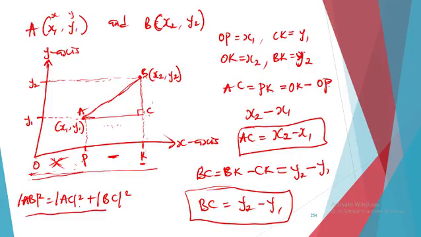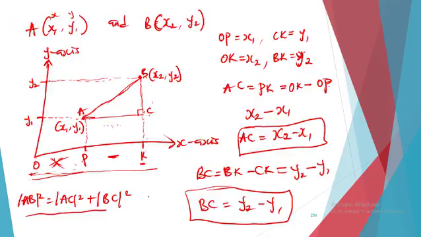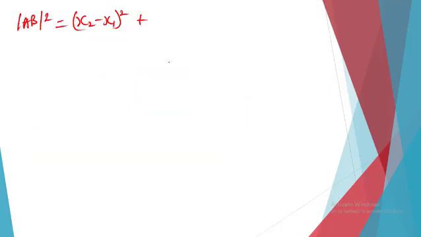We have that line AB squared is equal to, what's the value of AC? AC is x2 minus x1. So we have x2 minus x1 squared, right? Plus BC squared, and BC is what? y2 minus y1. We have y2 minus y1 squared.